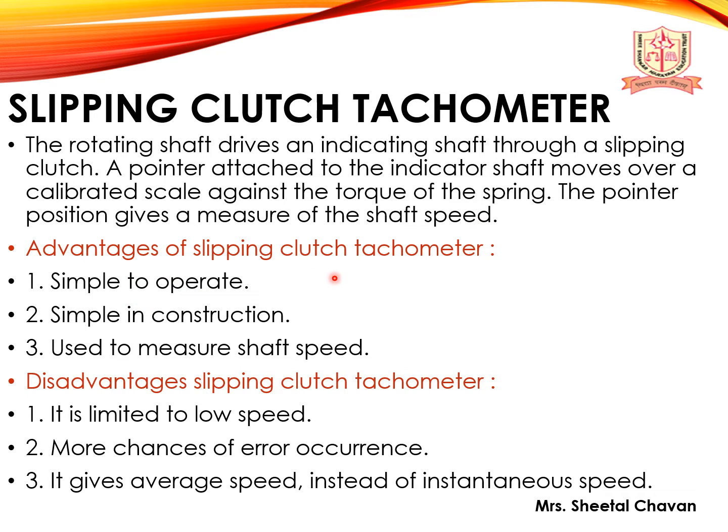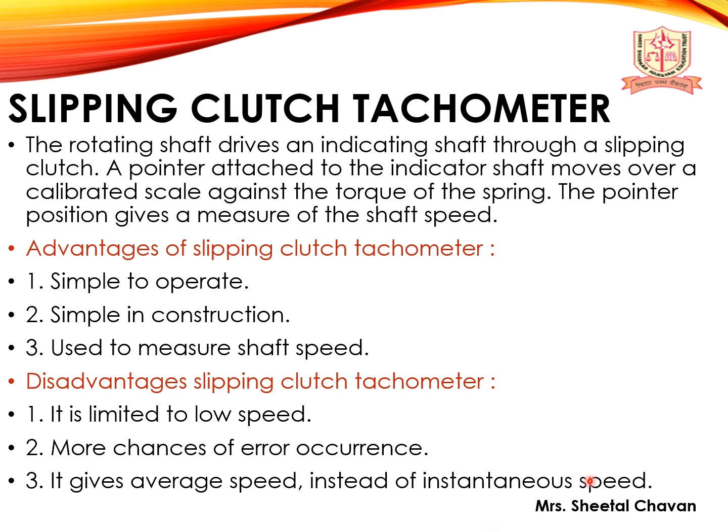Now, what are the advantages of the slipping clutch tachometer? It is simple to operate, simple in construction, and used to measure shaft speed. And what are the disadvantages? It is limited to low speed, there are more chances of error, and it gives the average speed instead of the instantaneous speed.